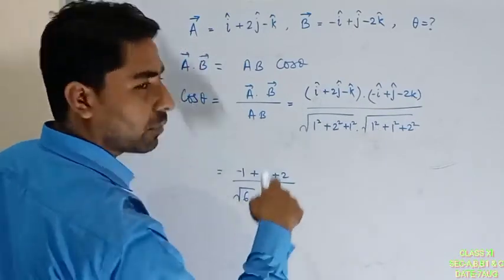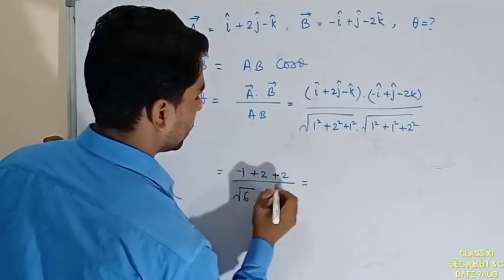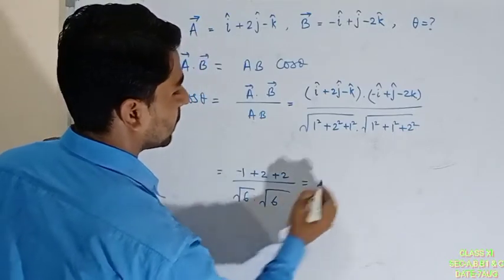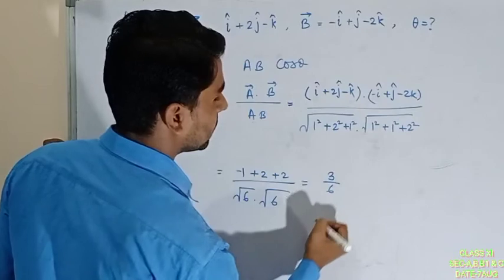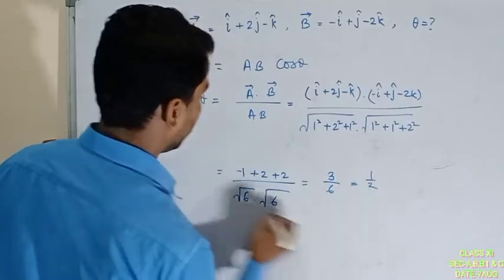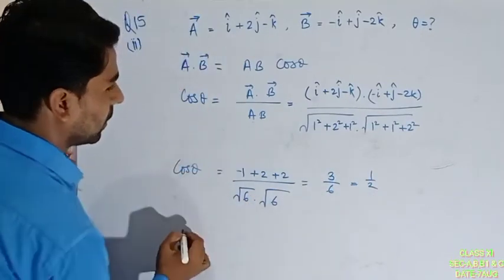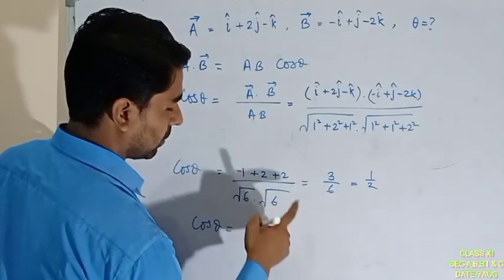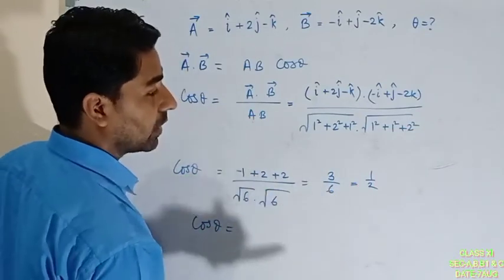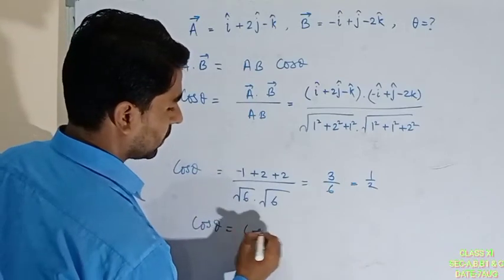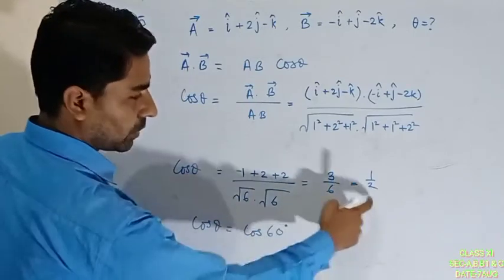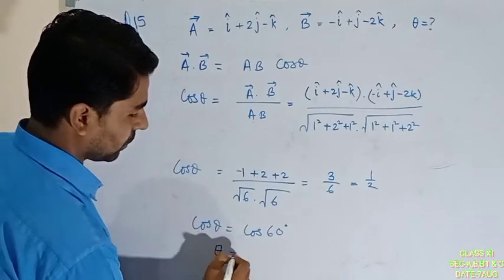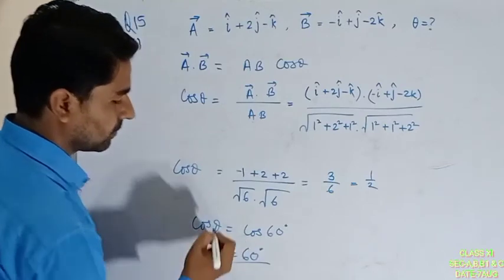So root 6, one root will come out. So 2, 4 minus 1 means 3 upon 6 means 1 upon 2. This is cos theta, and cos theta is equal to 1 upon 2. Right here cos 60 degree is equal to 1 upon 2. Cos cancelled, so theta is equal to 60 degree.